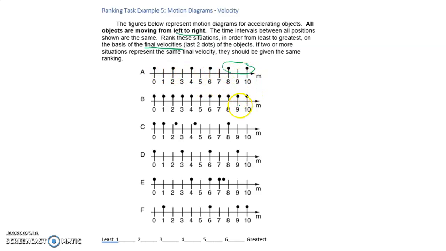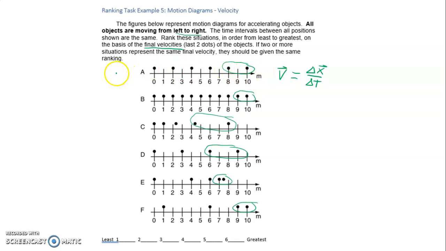So this one's moving along at a certain speed. This one's moving along also at a constant speed. We see in C, the object's speeding up, but all we're interested in is the final velocity. So it really just comes down to these last two dots. We know that velocity is equal to displacement over time. And so we just rank these based on their displacement.